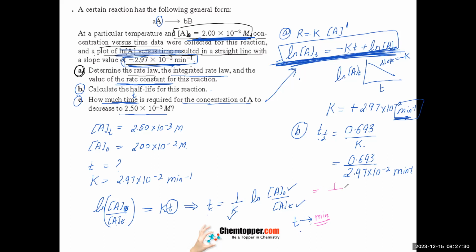So you can plug in values like this: 2.97 times 10 raised to minus 2, ln A naught is 2 point, answer should be in three significant figures. Minus 2 divided by 2.50 times 10 raised to minus 3. This one. Solve it. So mathematics I'm leaving. Are you okay? These types of questions can be there in the free response or in MCQs, multiple choice. Ready for next?